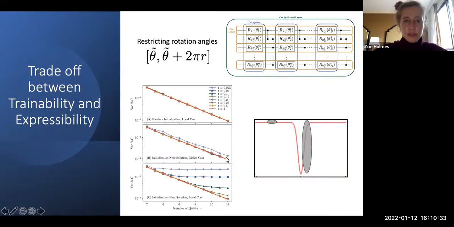Final thing we tried was restricting rotation angles. So in the basic ansatz, we allowed the angles to vary between 0 and 2 pi. But what if we only allowed it to vary between theta tilde and theta tilde plus 2 pi r? So if r is 1, you've still got the full range of rotation angles. But if r is small, you're just exploring a smaller parameter regime.